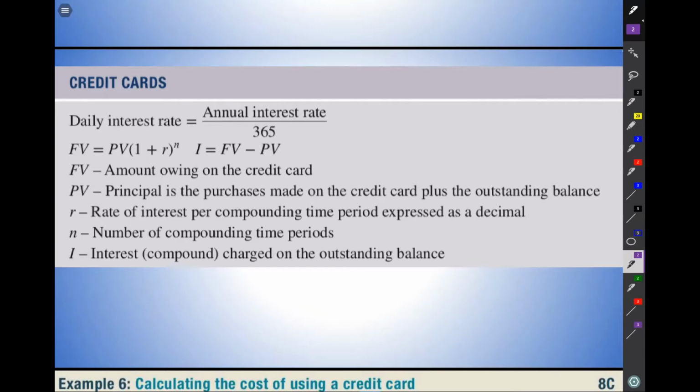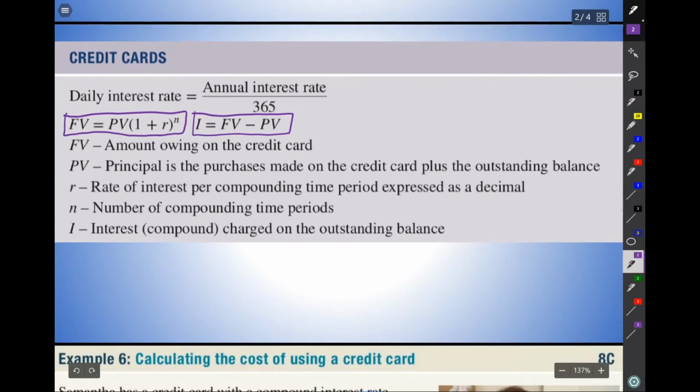Now, this is the formula we're going to be using, and I'm hoping that you're going to recognize that both of these formulas are exactly the same as what we were using in compound interest, because this works exactly the same way. The only difference is we will often be working with interest compounding daily. That's how credit cards usually work.